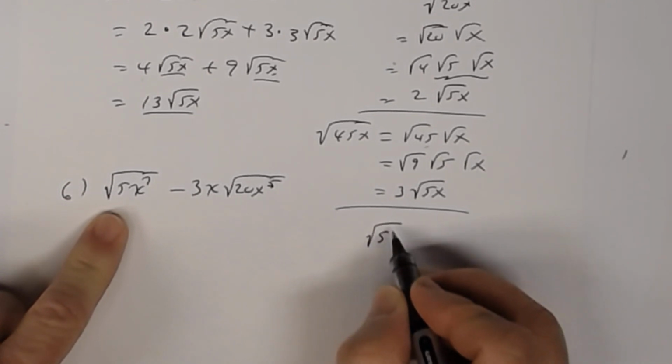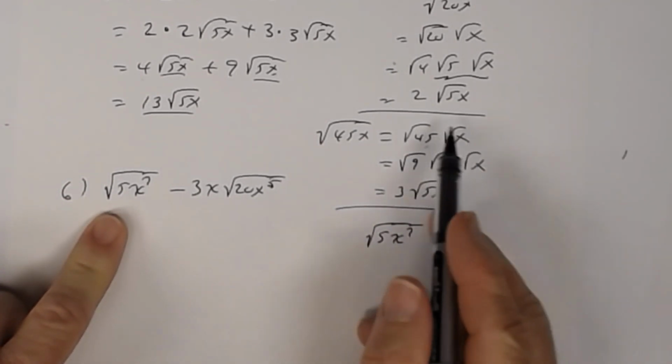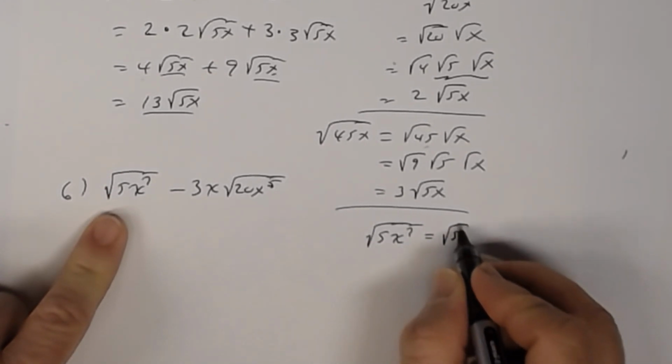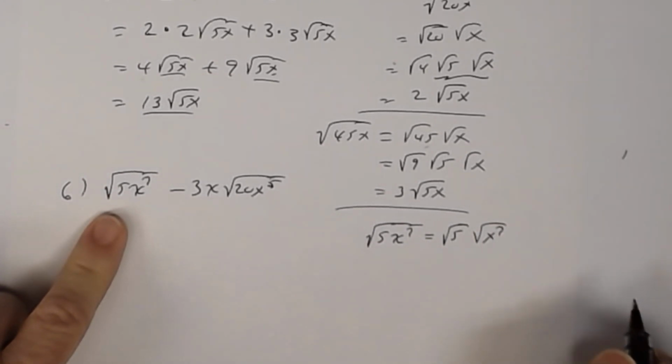So the square root of 5x to the 7th. Just like we did with this one, I know I can rewrite this using the product rule as the square root of 5 times the square root of x to the 7th.